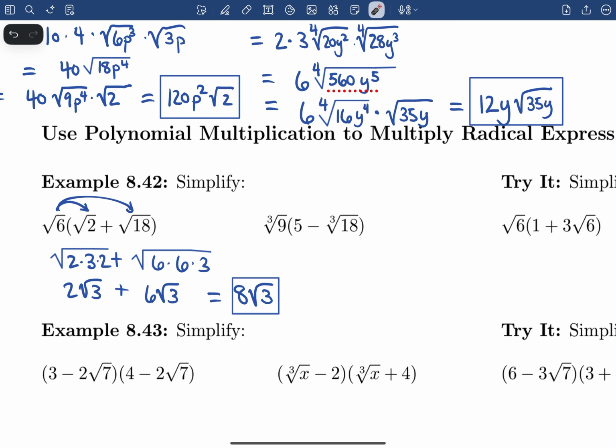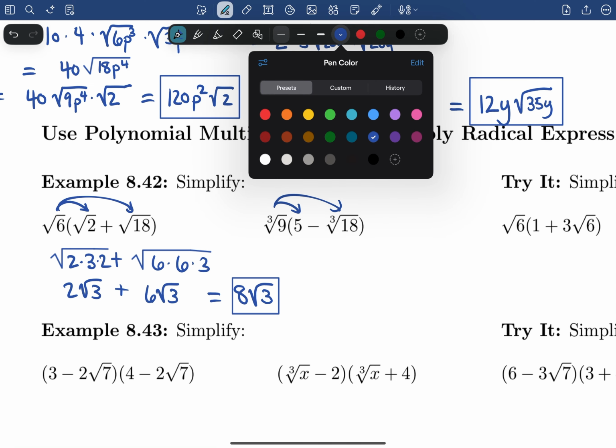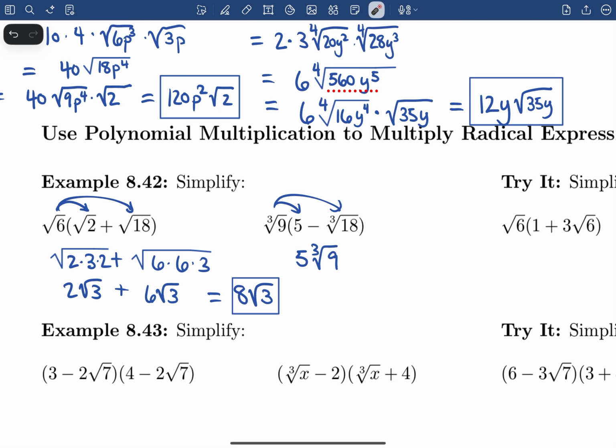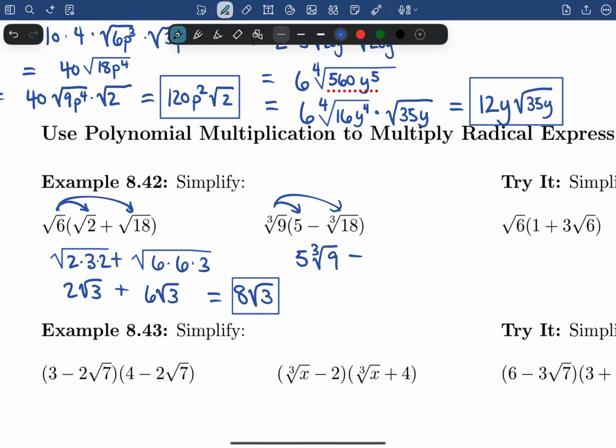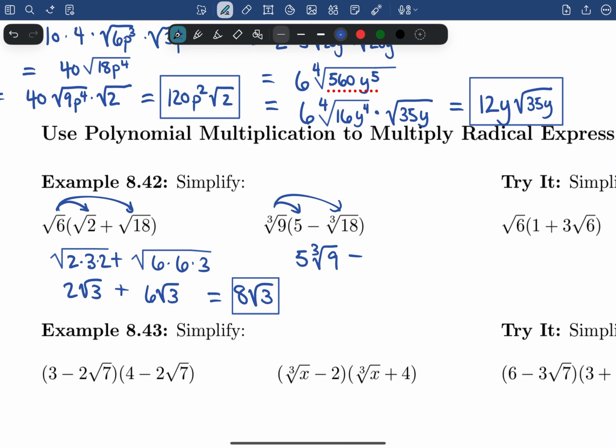Let's look at the next one. The cube root of 9 times 5 minus the cube root of 18. We're going to distribute. And so I'll just write what I have. I have 5 times the cube root of 9. I just multiplied them together. Now, minus the cube root of 9 times the cube root of 18. So I'll immediately use the product rule and say that's the cube root of 9 times 18. So I'm combining the two radicals into a single radical with the product rule.